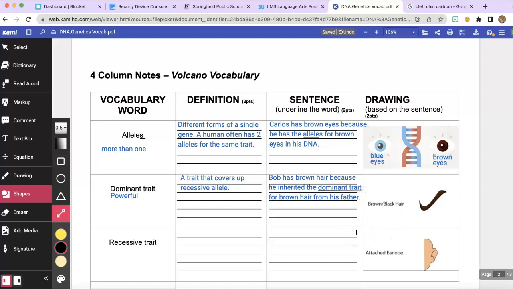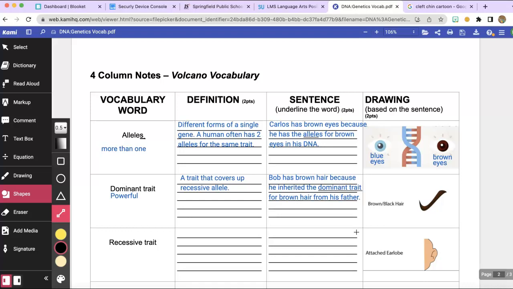Okay. We have a picture all ready for us. I'm fine with that picture. There is no labeling. It's pretty straightforward. Bob has brown hair because he inherited the dominant trait for brown hair from his father. Okay? So maybe his mother was a blonde and his father had brown hair. Brown hair will always cover up or take over or be more powerful than blonde hair.